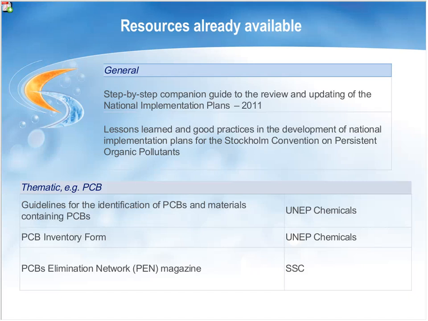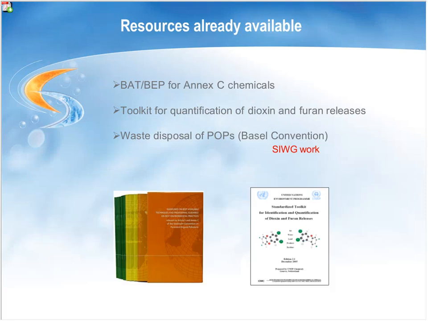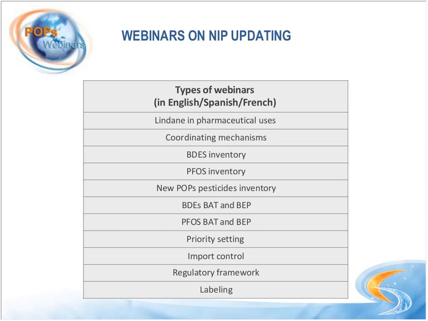There are also as resources available thematic guidelines. For example, here I'm quoting the PCB ones. So when you go into the web and see all the package together, you will also have references to the different documents that relate to PCBs, but not only for PCBs, also for the BAT and BEP, for Annex C chemicals, the toolkit of quantification of dioxins and furans. These are just examples of the things that you might find in the web when you go into the NIP part to download.